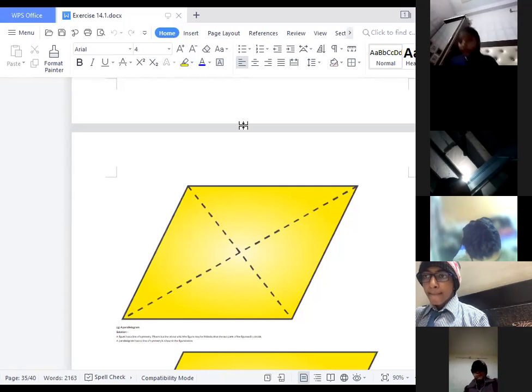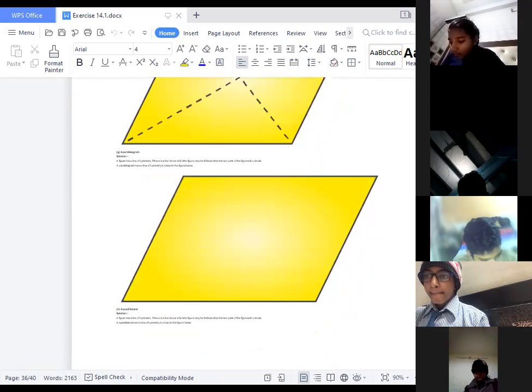Next is a parallelogram. In a parallelogram, there is no line of symmetry.